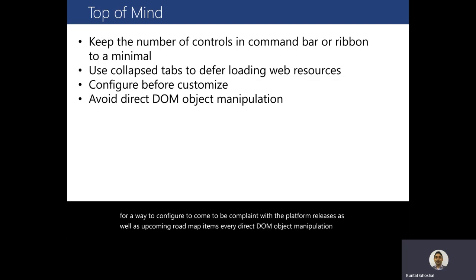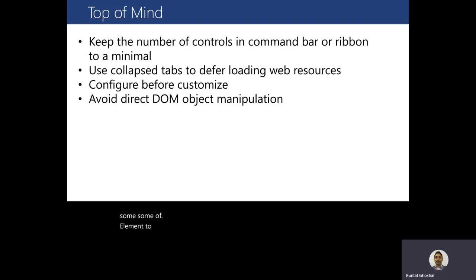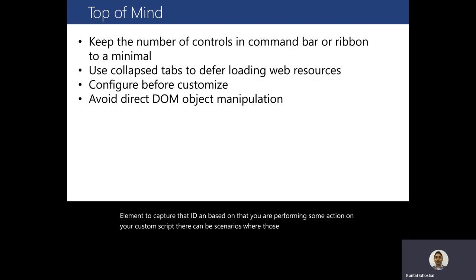Avoid direct DOM object manipulation. An example can be document.getElementById, where you are using an element ID to capture an element, and based on that you are performing some action in your custom script. There can be scenarios where those IDs that you are retrieving by document.getElementById are changed with an upcoming release of the platform. When it is changed, your custom script will fail, and without any notice, your users will have difficulties executing the forms or those custom scripts. So it is always recommended that you do not do any DOM object manipulation.